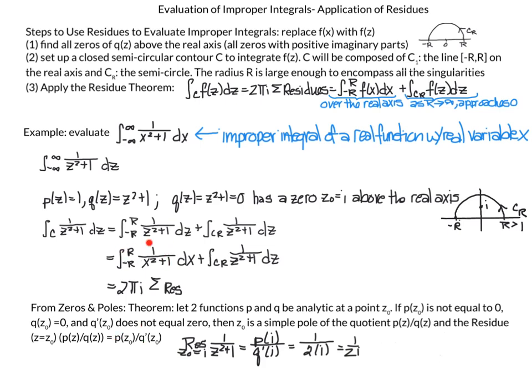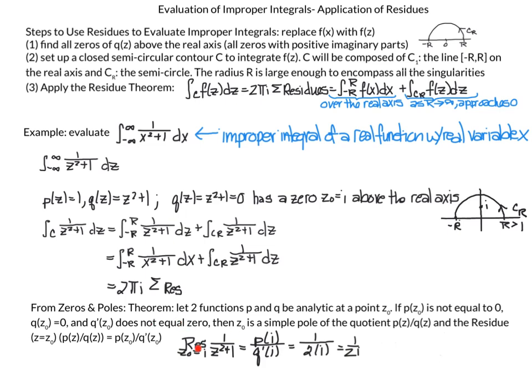So here is our quotient. Our p of z is equal to 1. Our q of z is equal to z squared plus 1. So p of z is not equal to 0 because it's never equal to 0. q of z is equal to 0 at z naught equal to i. And q prime of z, which is equal to 2z, does not equal 0 at z naught equals i.